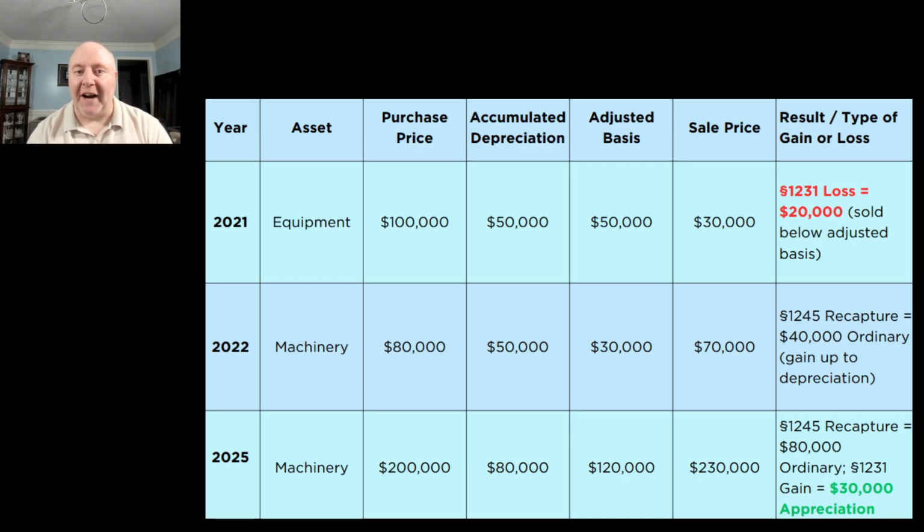All right, y'all. We're finally here. We're finally to the point where we can go through and see the shortcut because we know what 1231 property is.